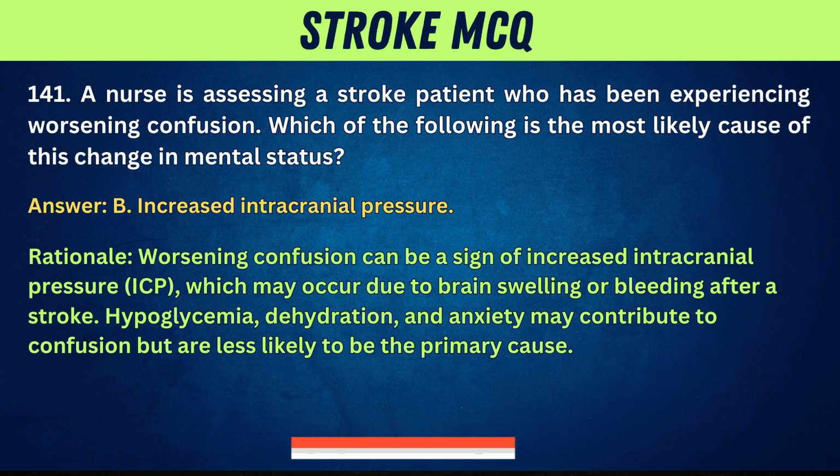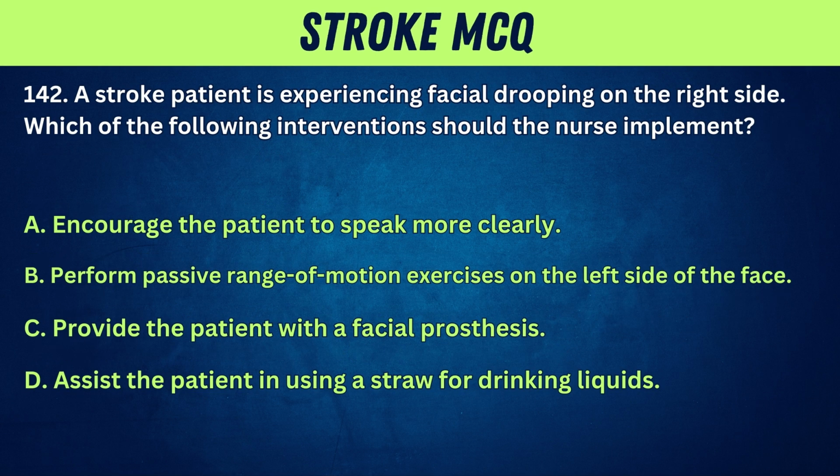Rationale: Worsening confusion can be a sign of increased intracranial pressure, ICP, which may occur due to brain swelling or bleeding after a stroke. Hypoglycemia, dehydration, and anxiety may contribute to confusion but are less likely to be the primary cause.